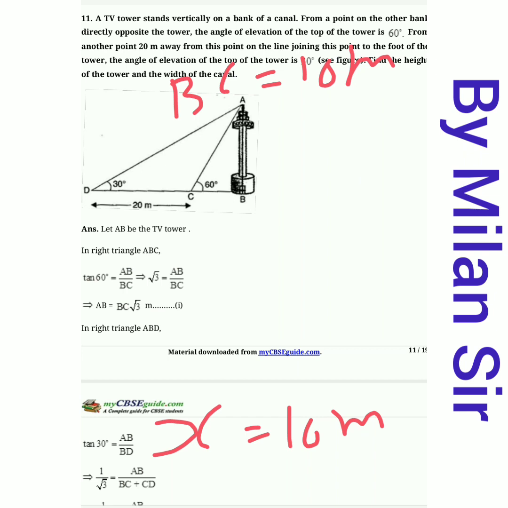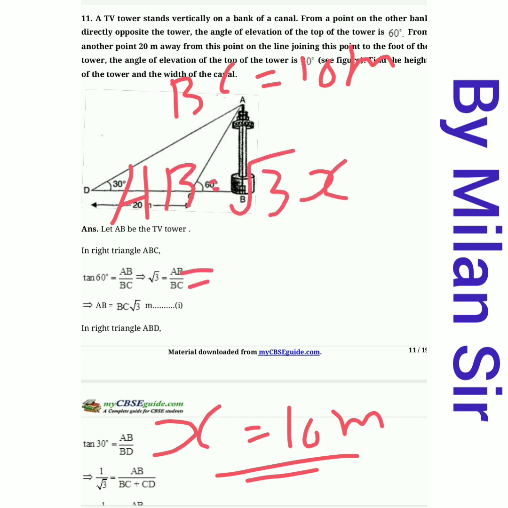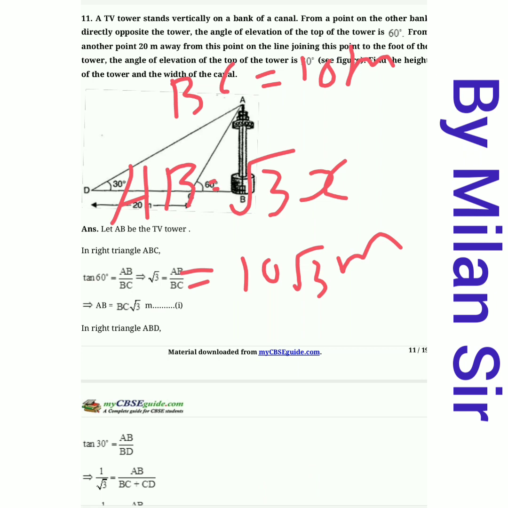Now put this value in equation number 1. What is our equation number 1? It is AB is equal to under root 3 X. Put the value of X here. So 10 under root 3 meter. So these are our two answers. First one is the width of canal, that means BC, is equal to 10 meter, and the height of tower, that is AB, is equal to 10 under root 3 meter.